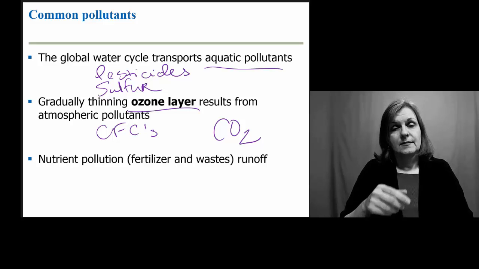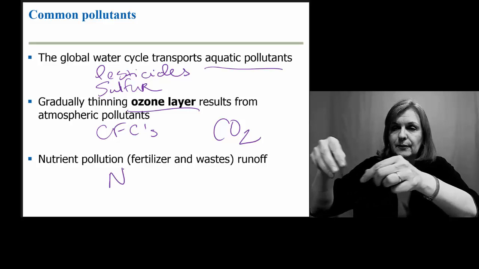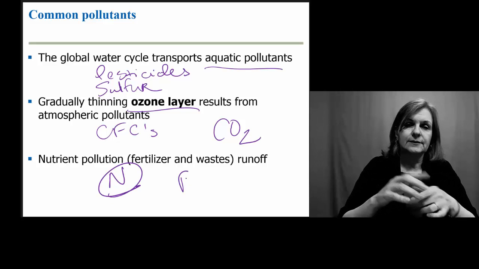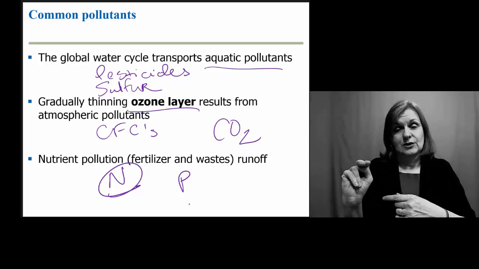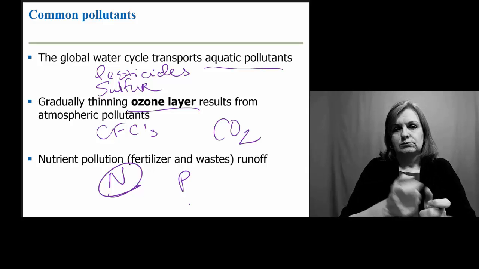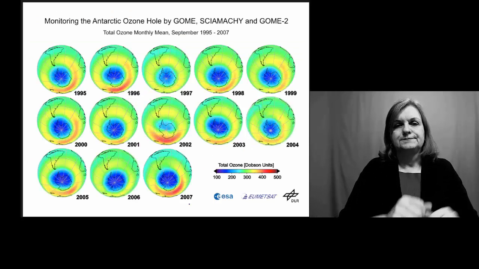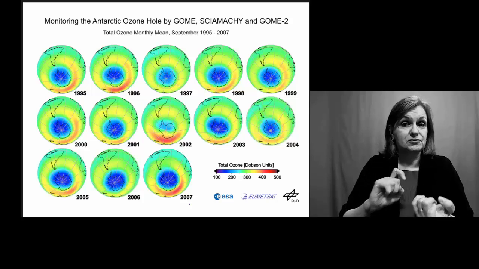Nutrient pollutions from fertilizers, again, like we mentioned with the water cycle, we have to deal with runoff. Nitrogen is the primary one we worry about. Phosphorus is another. Nitrogen we see contributing huge amounts to algal blooms in oceans and so on. So changes in the ozone hole have become pretty significant over time.